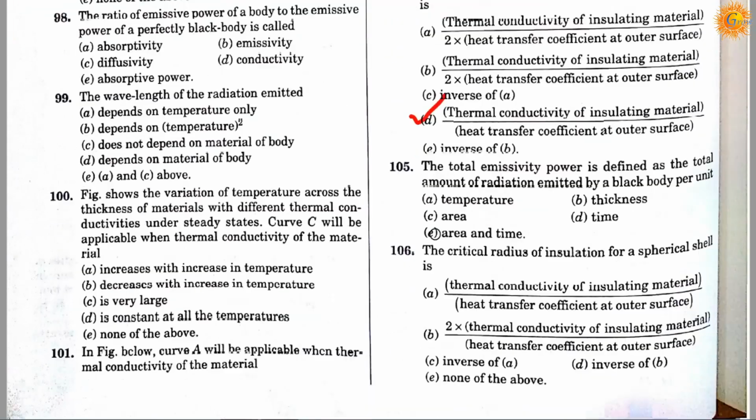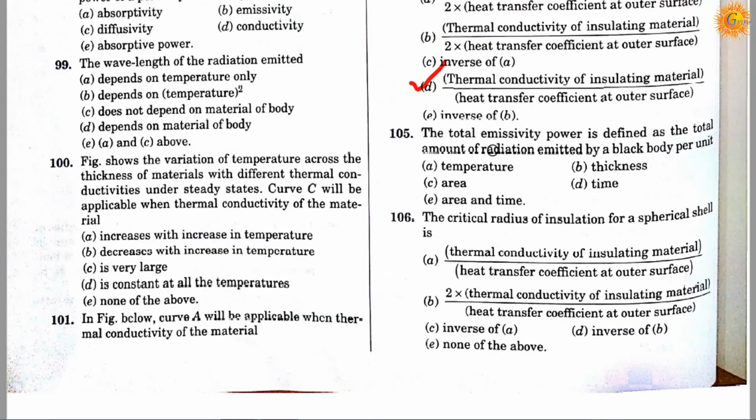Question number 105. The total emissive power is defined as the total amount of radiation emitted by a black body per unit. Option A, temperature. Option B is thickness, and option C is area. Option D is time. Option E is area and time. So correct answer is D. It will be time. It means the total emissive power is defined as the total amount of radiation emitted by a black body per unit time.